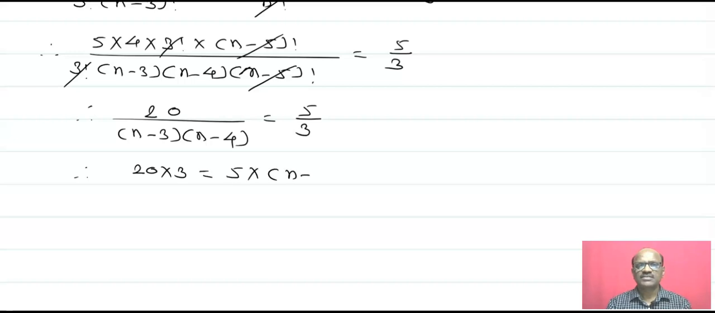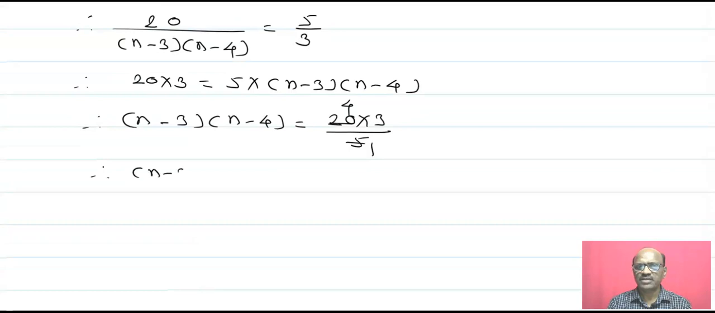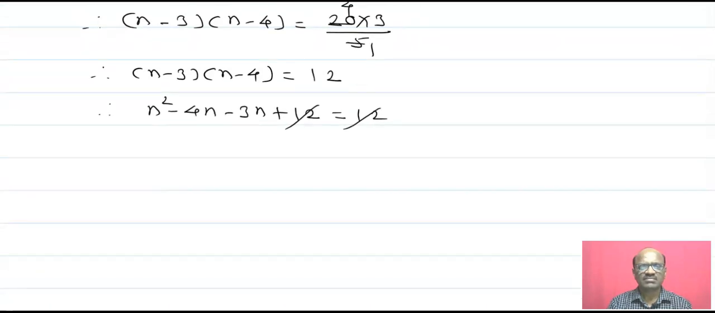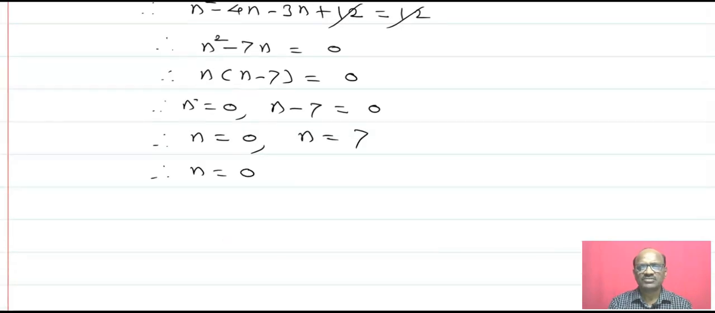Now this is the simple calculation. 20 × 3 = 5 × (n − 3)(n − 4), bracket complete. I am taking each and every step so that a simple, normal candidate can also understand all these steps. (n − 3)(n − 4) = 12. Therefore, the quadratic equation is n² − 4n − 3n + 12 = 12. 12 gets cancelled, n² − 7n = 0. Take n as common: n(n − 7) = 0. n = 0 or n − 7 = 0. n = 0 is not possible. Therefore n = 7.